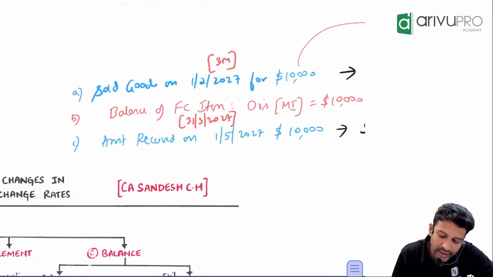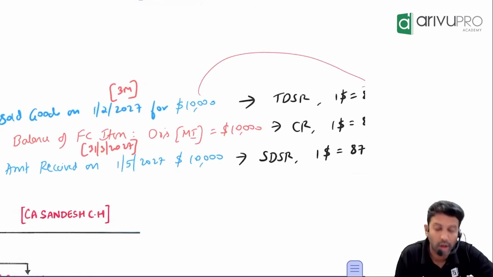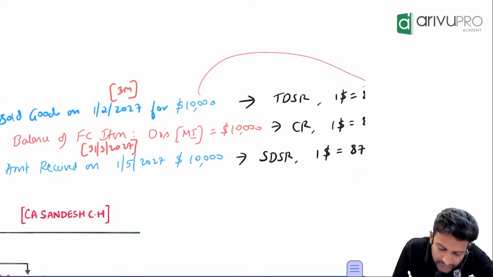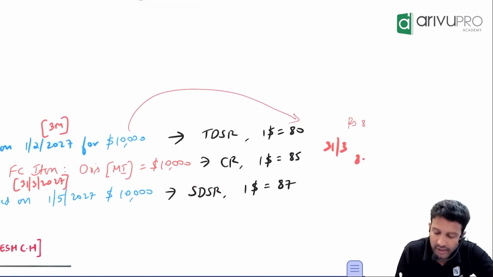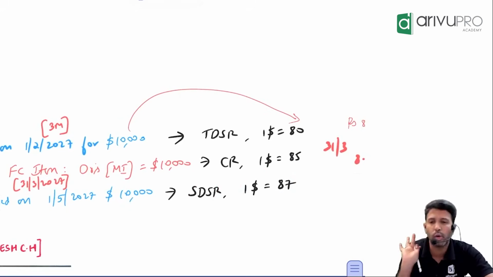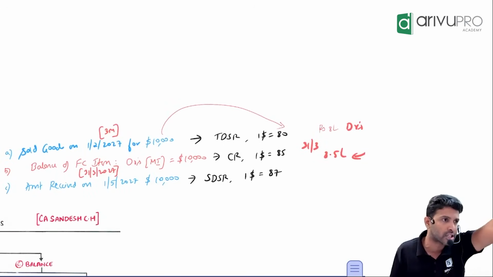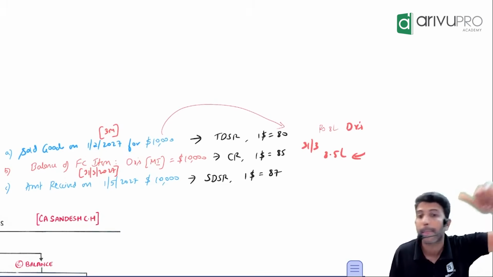Now, when will the debtor pay us? 1st May. How much will he pay us? $10,000. On 1st May, exchange rate will be same or something else? Something else. The exchange rate on 1st May is what we call settlement date ka spot rate. That is how much? I've assumed it to be 87. That's all. This is all you'll have to do over here. I'll show you with the journal entry in another problem. But you got the concept of TDSR, SDSR and closing rate? That was the intention of this example.